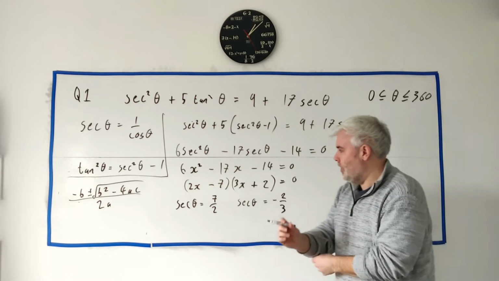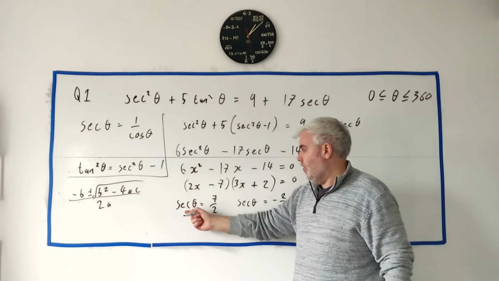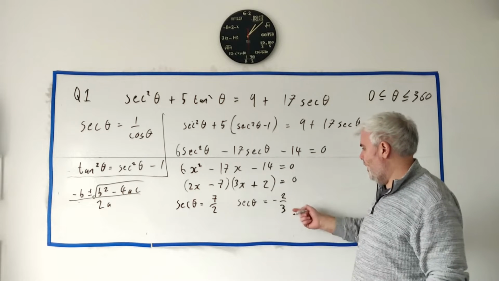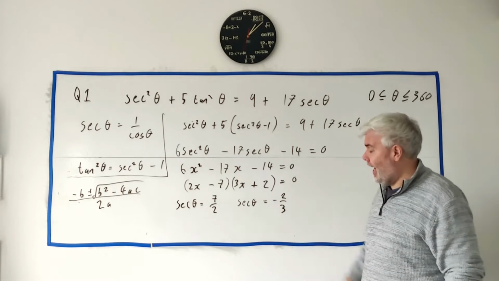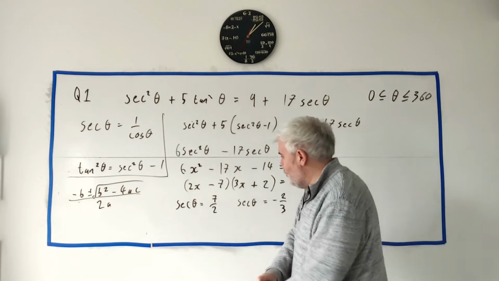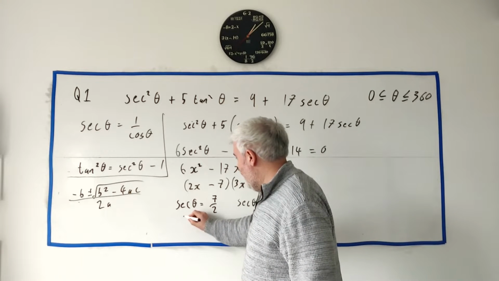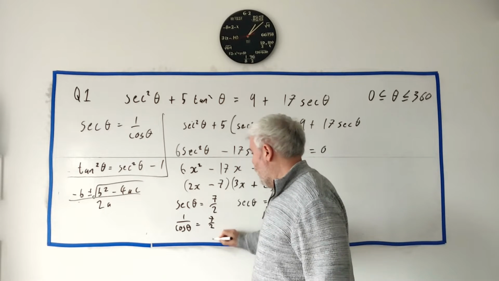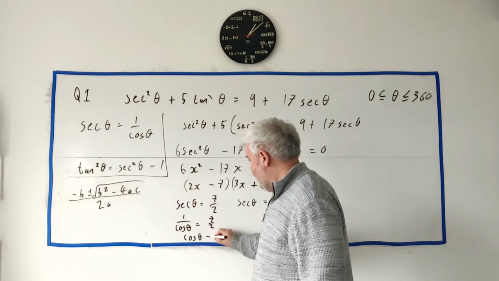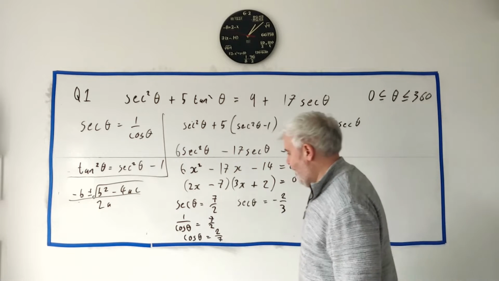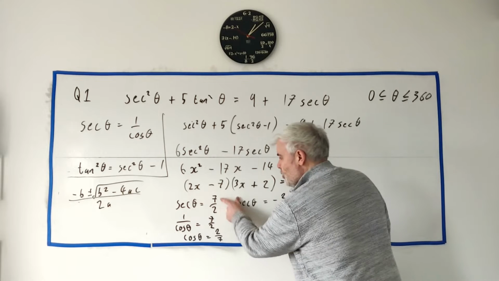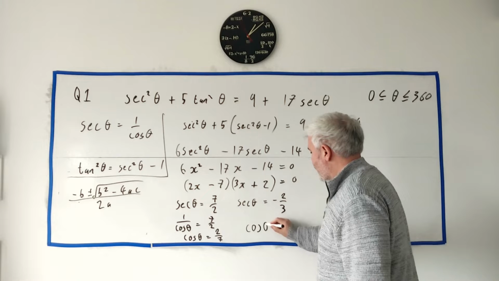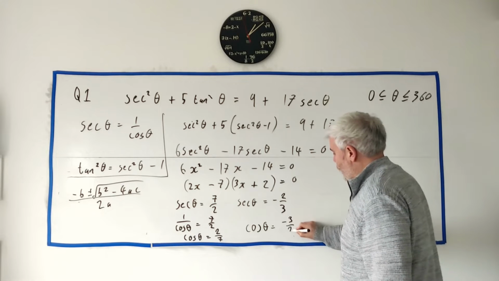Okay, at this point, if your calculator has a function for solving secant, you can go ahead and try and solve that now. You'll get an error for this one, because it can't exist. Now my calculator doesn't have that function. So I'm going to change this into cosine. 1 over cosine theta is equal to 7 over 2, or cosine theta is equal to 2 over 7. So really, it basically just flips over when you change it to cosine. So I'll do that here. Cosine theta is equal to minus 3 over 2.